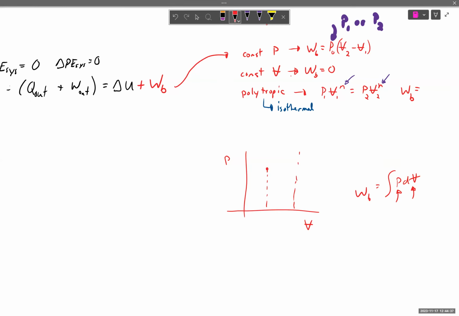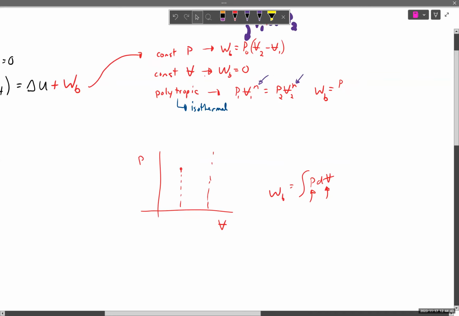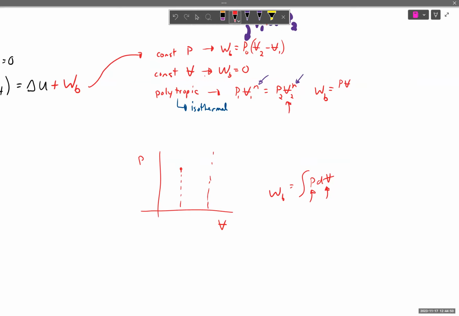So my work at the boundary for this case would be, you don't need to do the integration on it. You can just use this pre-canned formula, but just recognize that essentially we did some wizardry with this. We ended up with P2 V2 minus P1 V1 divided by 1 minus N.